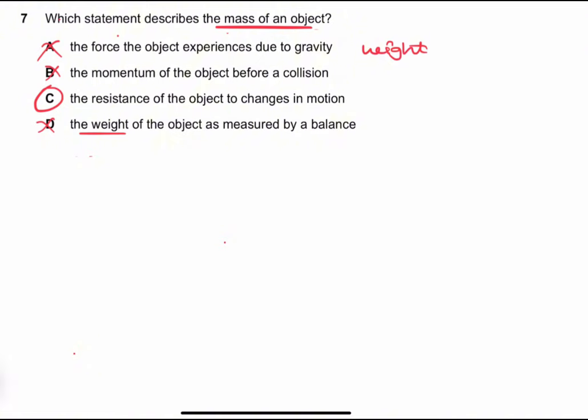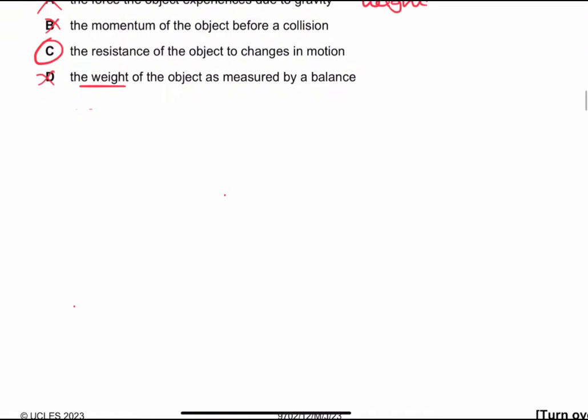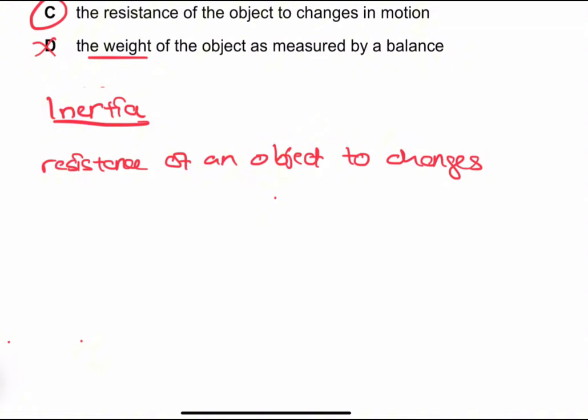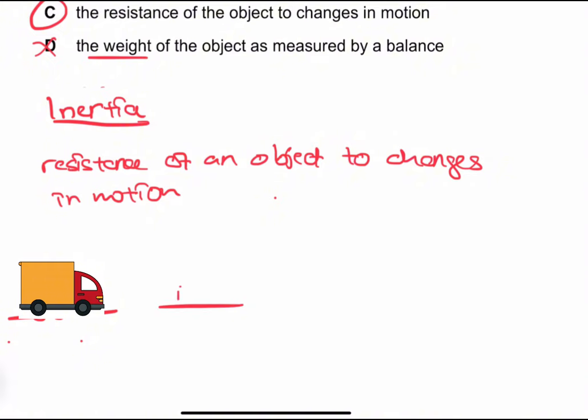But why C? Well, mass is actually a measure of what we call inertia. So mass is a measure of inertia. But what is inertia? Well, inertia is the resistance of an object to changes in motion. So let's assume you have a lorry, a very big lorry, and then you have a small car.